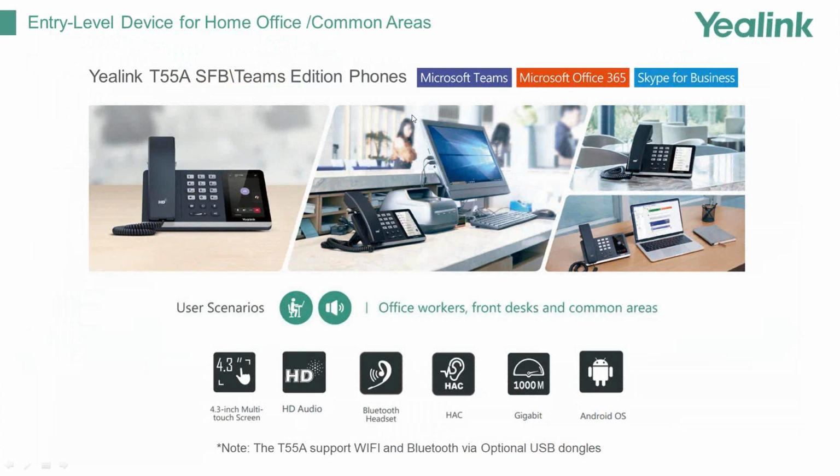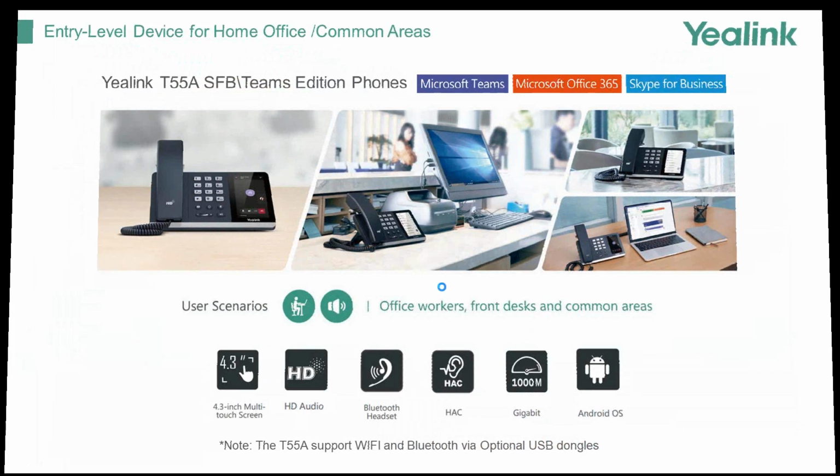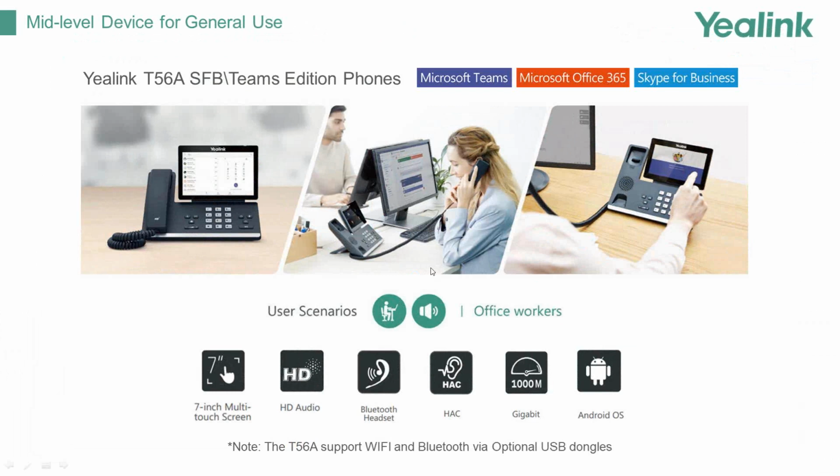So the next handset within the range is the T56. So this is the mid-level device for general use. Again, hugely popular with all user types. Does come with a very large screen, an exceptional build. These units do also support expansion modules or sidecars, so they're ideal for front of house or reception areas.